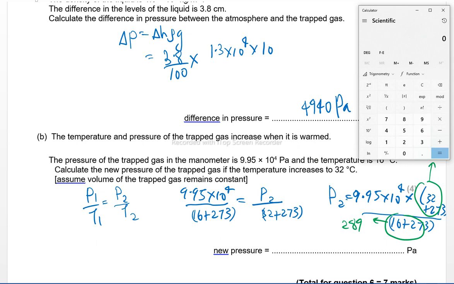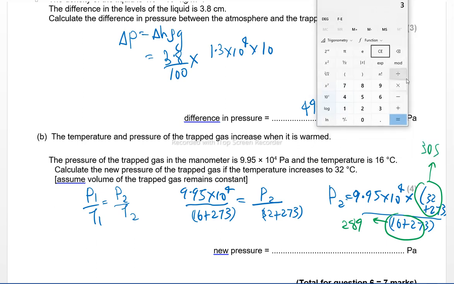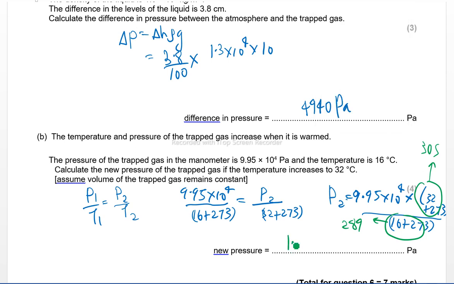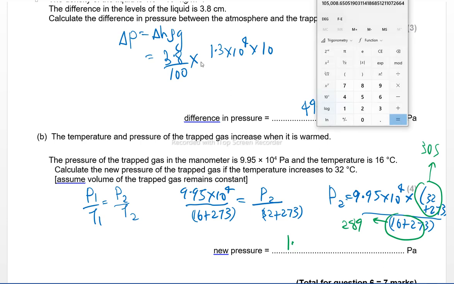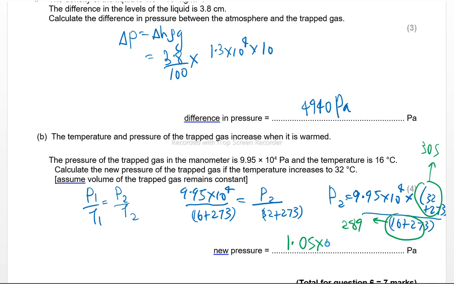So 305 divided by 289 multiplied by 9.95 into 10 to the power 4, and I get the answer as 105,008. So the approximate answer I can write as 1.05 into 10 to the power 5, isn't it? 1, 2, 3, 4, 5. Yeah, 1.05 into 10 to the power 5.